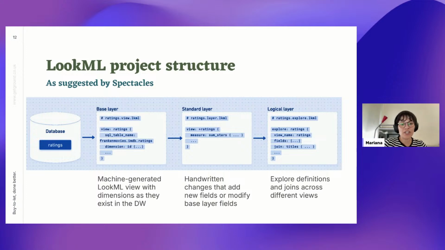Optician is a non-opinionated tool, and it was inspired by an ideal LookML project structure proposed by Spectacles that I find relevant to mention. In one of their blog posts, they propose organizing your Looker repo in 3 layers. The first one, the base layer, should contain only the dimensions as they exist in the data warehouse, and it can be machine generated. The second layer is a refinement of the base layer, where you enrich the view by modifying the fields or adding measures. And the last layer is your explore, where you join across different views.